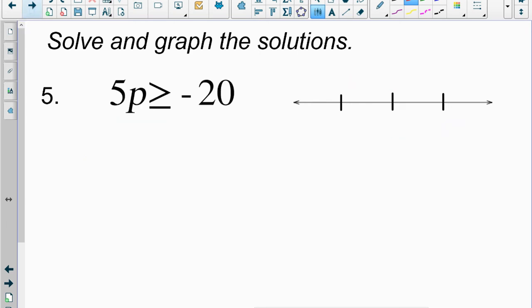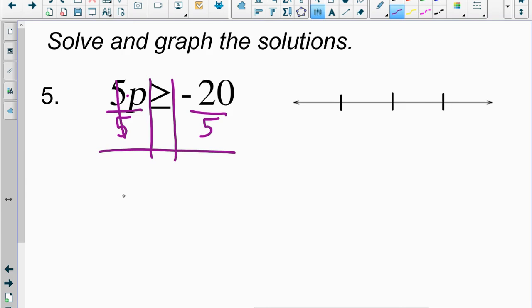All right, last one. Number 5, we have 5p is greater than or equal to negative 20. It's kind of like the first one. We just have multiplication happening here. So we want to divide by 5 on both sides to solve this inequality. 5 divided by 5 is 1. So that's going to leave us with just 1 times p, or p. Negative 20 divided by 5 is negative 4.